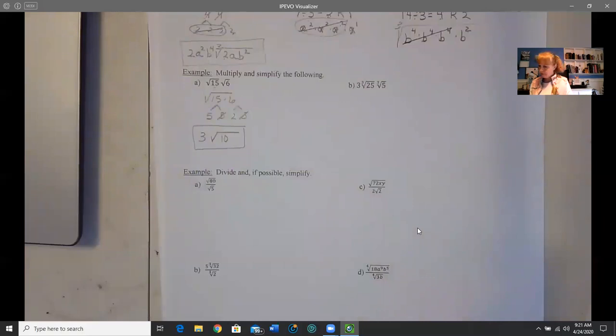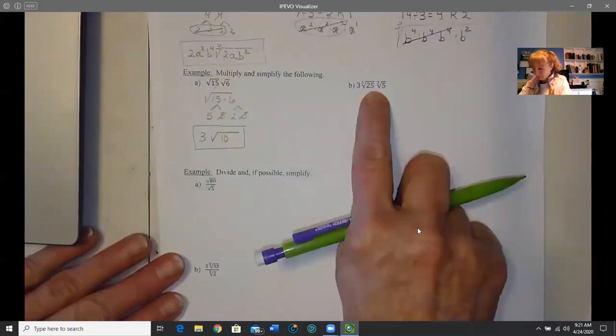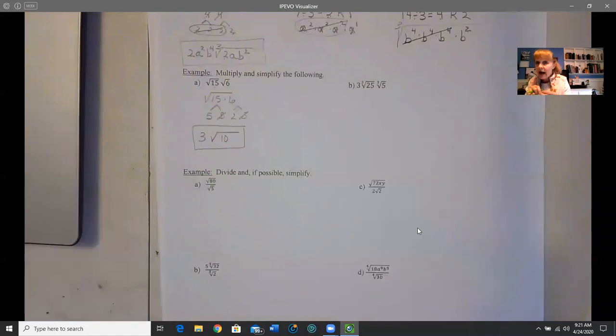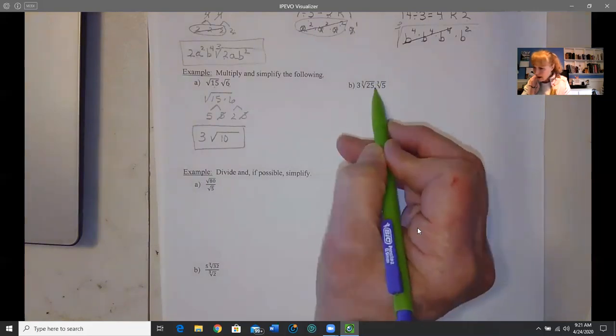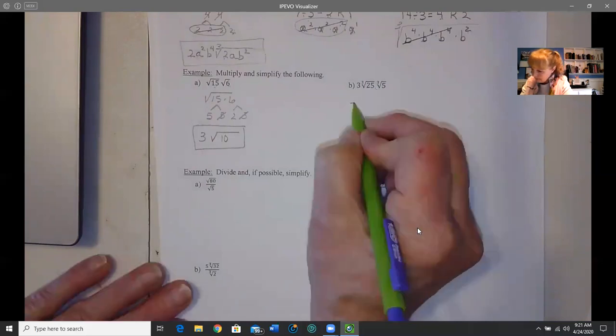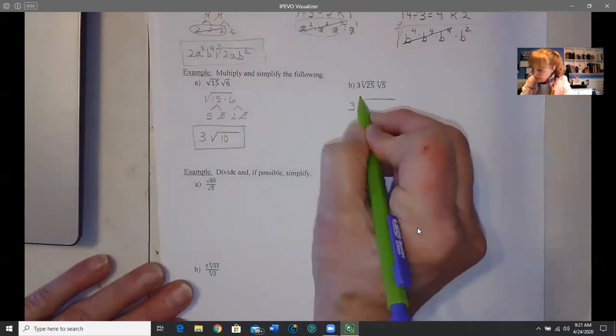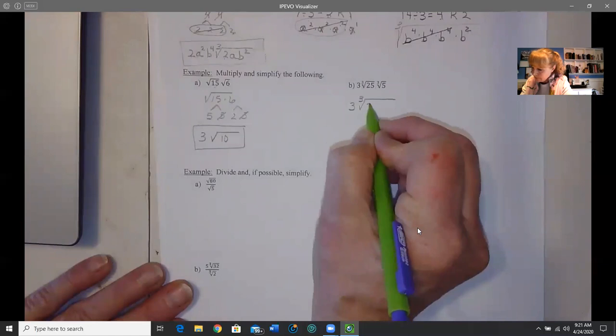Let's look at another one. Let's look at this one right here. Now, I have a number on the outside. I have a 3. Well, whenever you have numbers on the outside, you multiply numbers on the outside with numbers on the outside. And in this one right here, it's just a 1 on the outside. So 3 times 1 is 3. And then you've got the cube root of 25 times 5.